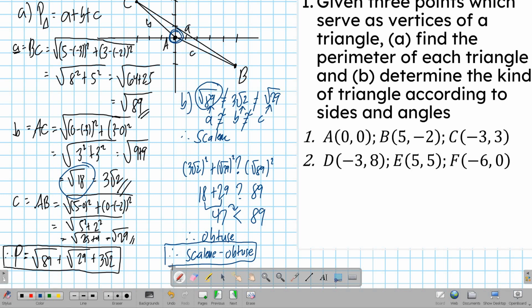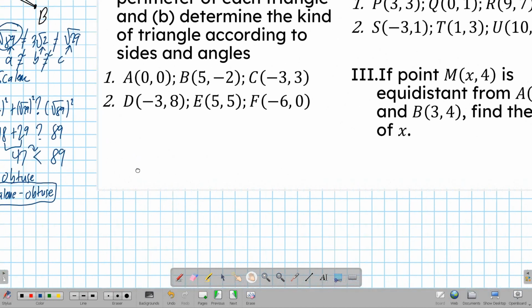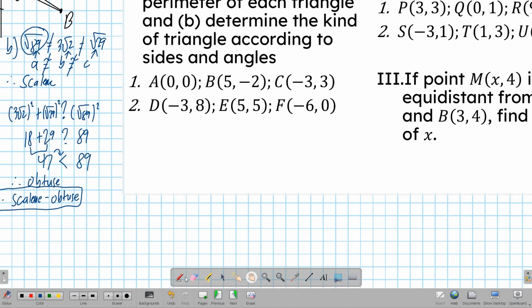So, assuming you have tried to answer number 2, let's align our board. Number 2, I'm going to give the answer here and then just let you check on your own if our answers are correct.